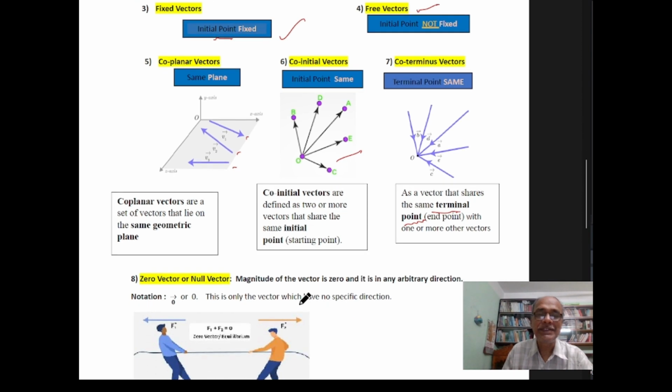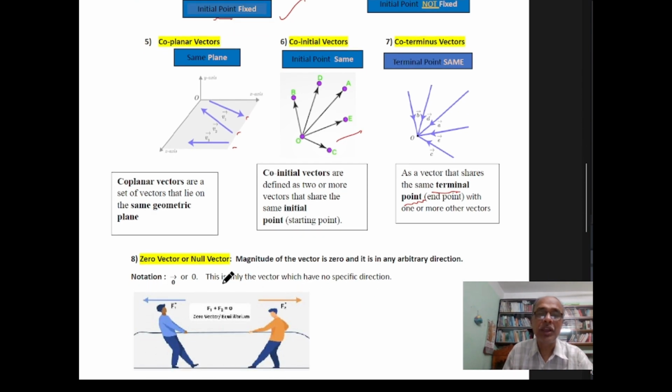Another important one is the zero vector or null vector. You see, this is the zero vector. The magnitude of this vector is 0, and it is in an arbitrary direction. It has no definite direction.